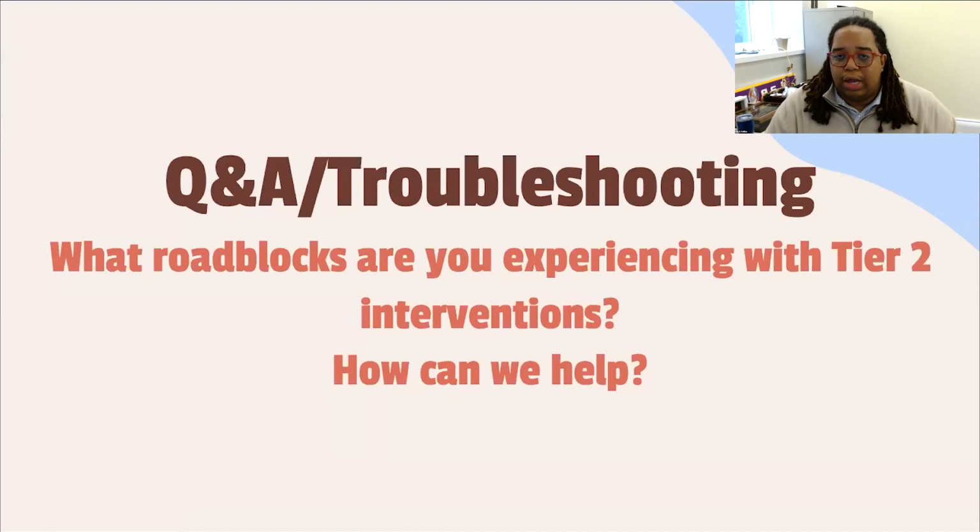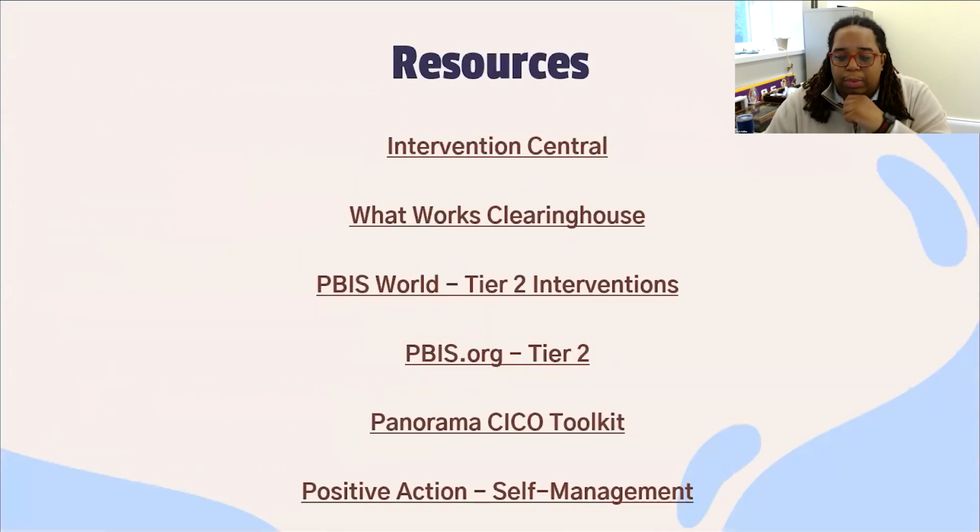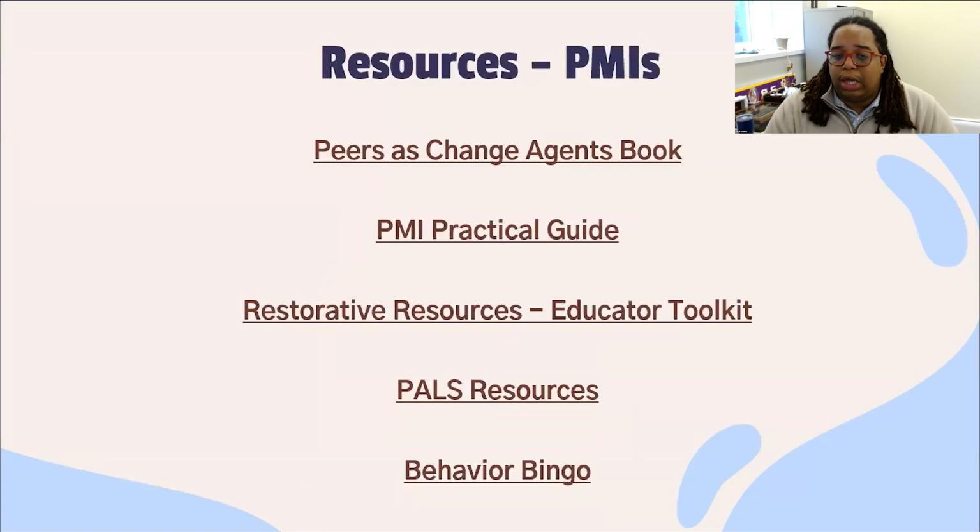Whether you're throwing it in the chat or raising your hand, I want to orient us to some resources. We'll talk about takeaways later, but I have 2 pages here of links that you can go to for lots of different interventions, tier 2 interventions. Panorama has a really great check-in check-out toolkit. It has lots of different examples of forms you can use for check-in check-out and how to implement it, how to involve families and all those pieces. There are self-management resources as well as resources for peer-mediated intervention. I have a link to the book that we did, but also the practical guide that we talked about, and the behavior bingo study where the students were filling up the bingo board. That original study is linked here. Lots of resources around restorative justice as well. So really cool resources are available to you in the slides that you were sent.